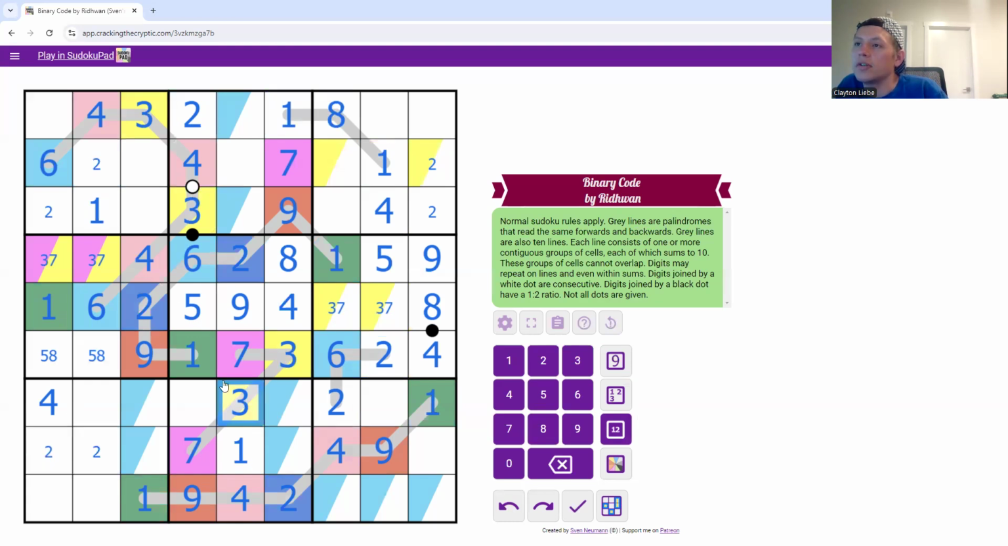On to the 3s. Nothing on the 3s yet. What about 4s? 1, 2, 3, 4, 5, 6. We have all the 4s done. There's not many 5s. I'm not going to look at them yet. 6s. 1, 2. Yeah. What about 7s? Are 7s interesting?